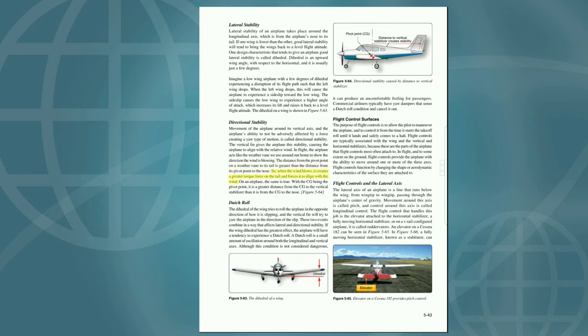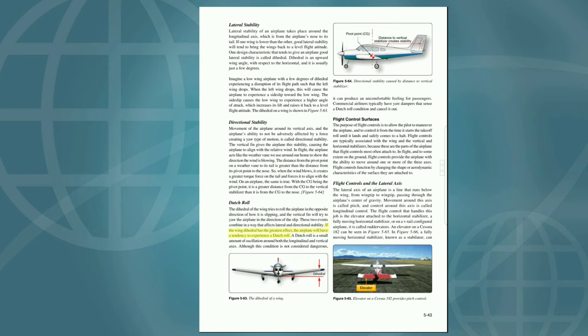So, when the wind blows, it creates a greater torque force on the tail and forces it to align with the wind. On an airplane, the same is true. With the CG being the pivot point, it is a greater distance from the CG to the vertical stabilizer than it is from the CG to the nose. Figure 5-64. Dutch roll. The dihedral of the wing tries to roll the airplane in the opposite direction of how it is slipping, and the vertical fin will try to yaw the airplane in the direction of the slip. These two events combine in a way that affects lateral and directional stability.